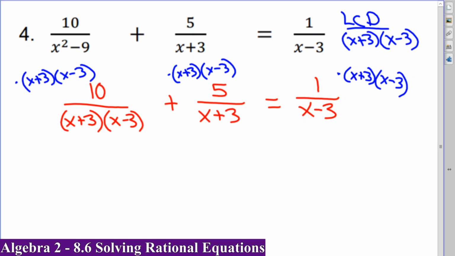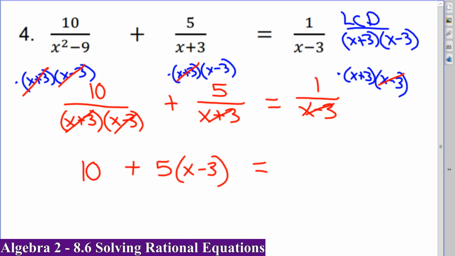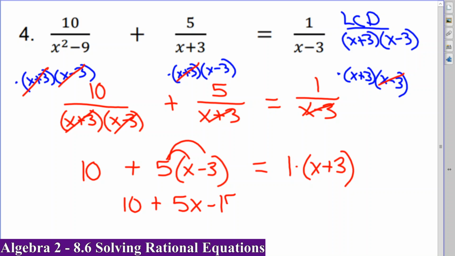So let's look here. The x plus 3s are going to cancel out along with the x minus 3s, so I'm going to be left with 10. The x plus 3s are going to cancel out here, and I'm going to be left with 5 times the quantity x minus 3. And then the last one, we're going to be left with 1 times x plus 3, just whatever's in the numerator, which is just x plus 3. But now we got rid of that, and we can now solve. So we get 10 plus 5x minus 15 equals x plus 3.